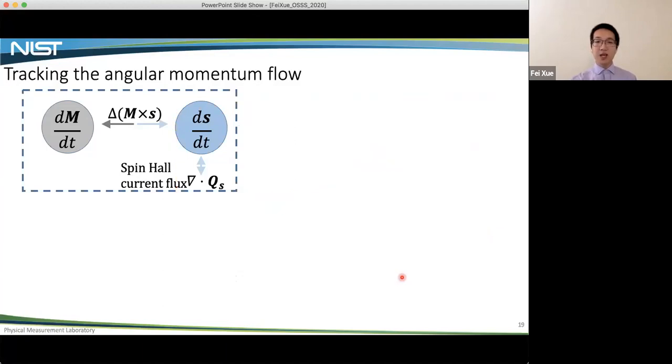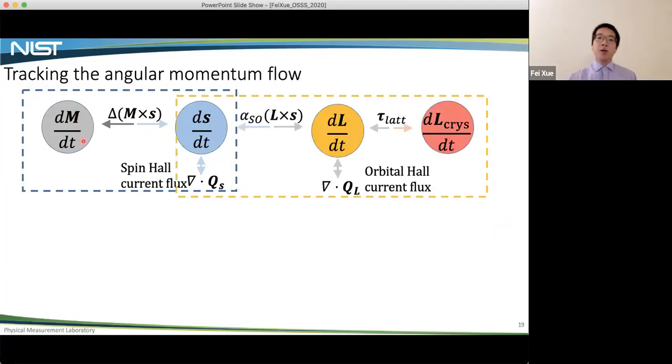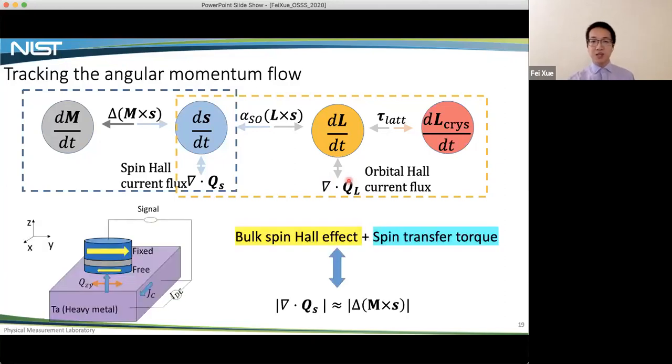So we have this spin Hall current flux into the ferromagnets. We can get the spin transfer torque. So we can also have the spin-orbit coupling generated spin current flow from these three reservoirs. And in principle, you can also study the orbital Hall current flux, which is not this talk's focus, but you can look at the previous talk from Dongwoo Go. He showed that we can also track that. And also this collaboration paper between our group and their group.